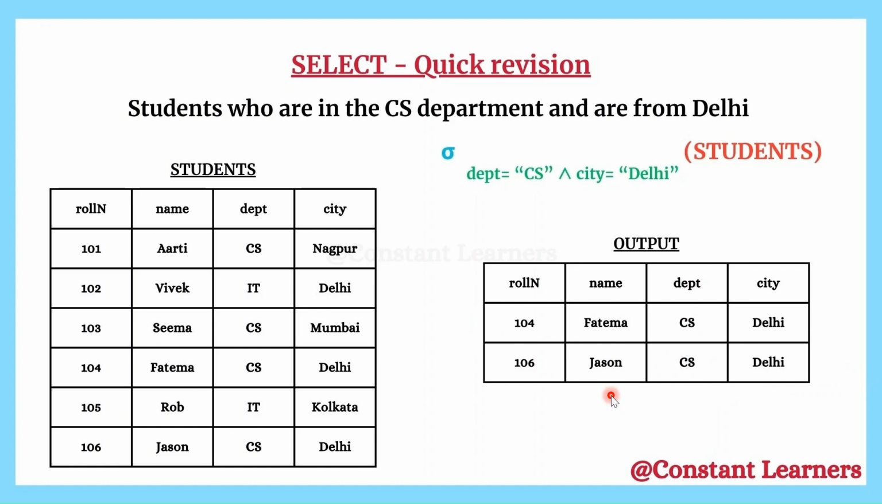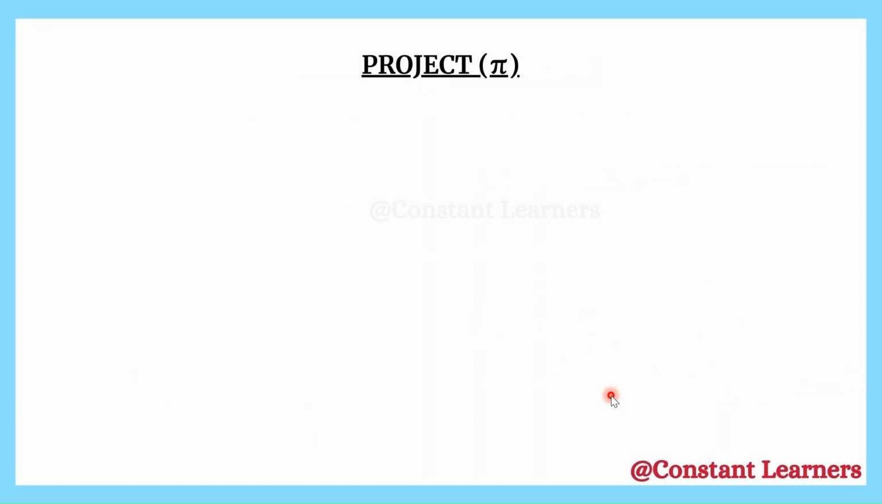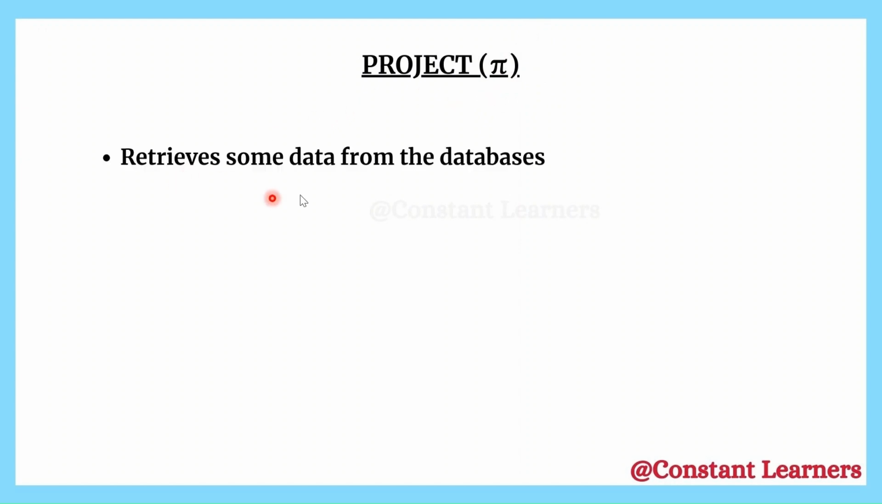Now, let's head to the project operation. A project operation is denoted by pi. We denote the project operation with the symbol pi, which is a Greek alphabet. The project operation also retrieves data from the databases, but the output received is an entire column that we require. So in the select operation, we were getting the entire rows, but in project operation, we are getting the entire column that we need.